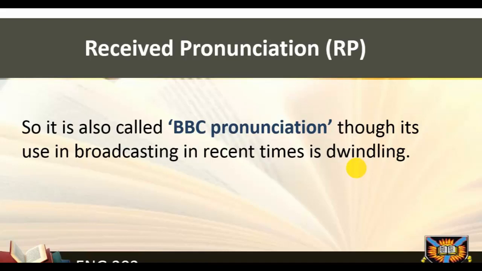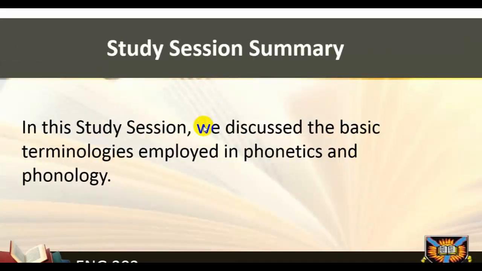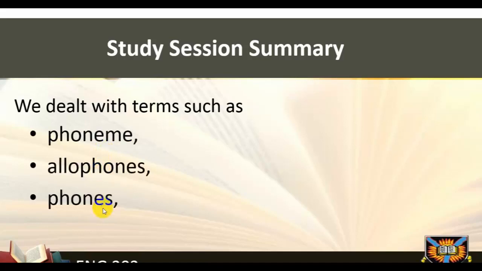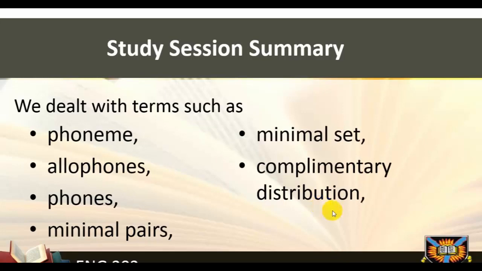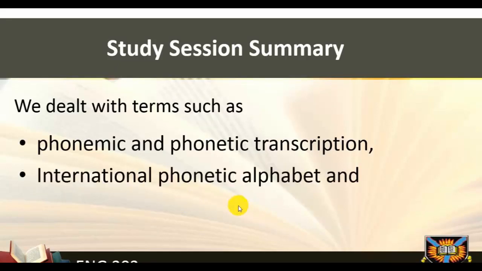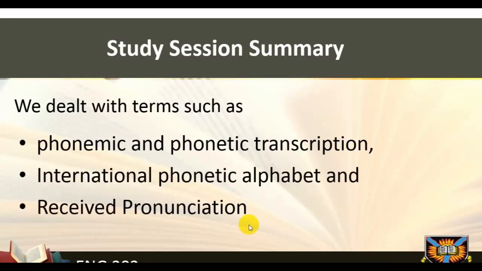Study section summary. In this study section, we discussed the basic terminologies employed in phonetics and phonology. We dealt with terms such as phoneme, allophones, phones, minimal pairs, minimal sets, complementary distribution, context, phonemic and phonetic transcription, International Phonetic Alphabet, and received pronunciation. End of study section 3.